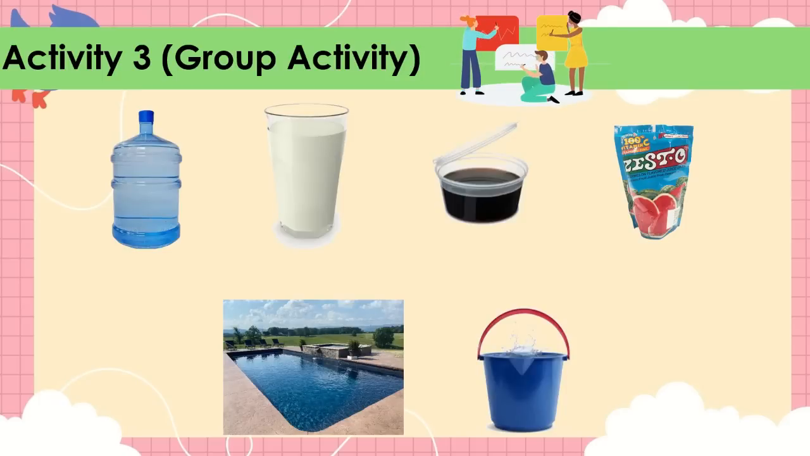Here are the given objects. We have a gallon of water, a glass of milk, a cup of soy sauce, a pack of juice, water in the pool, and water in a pail.